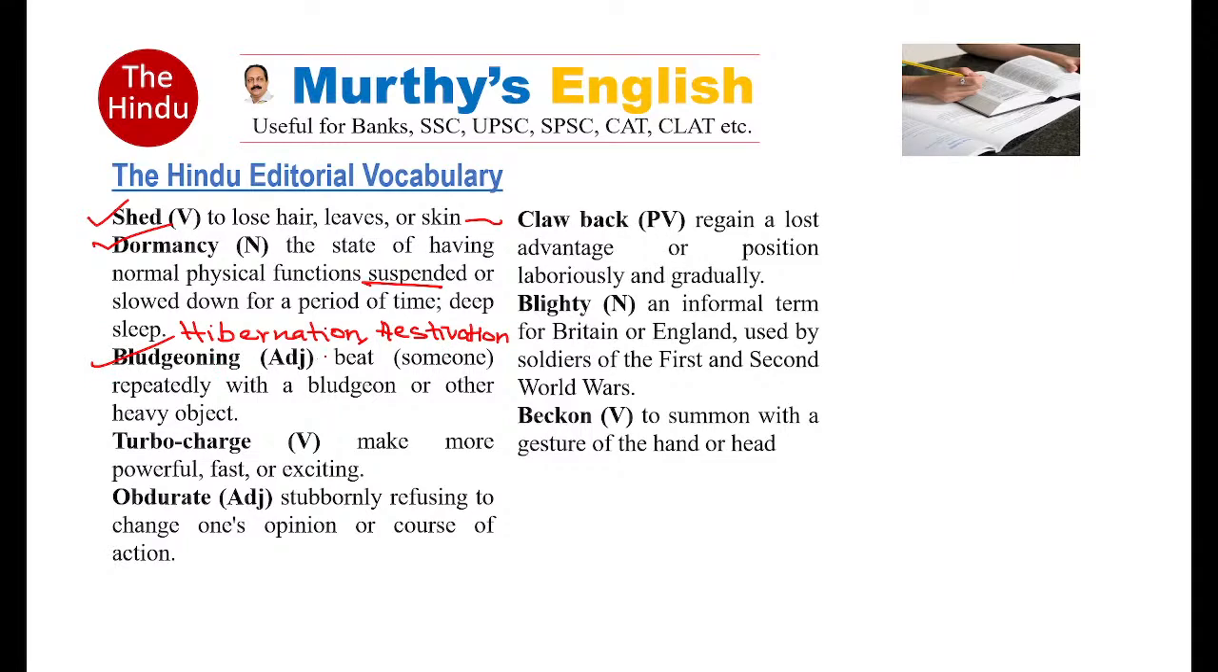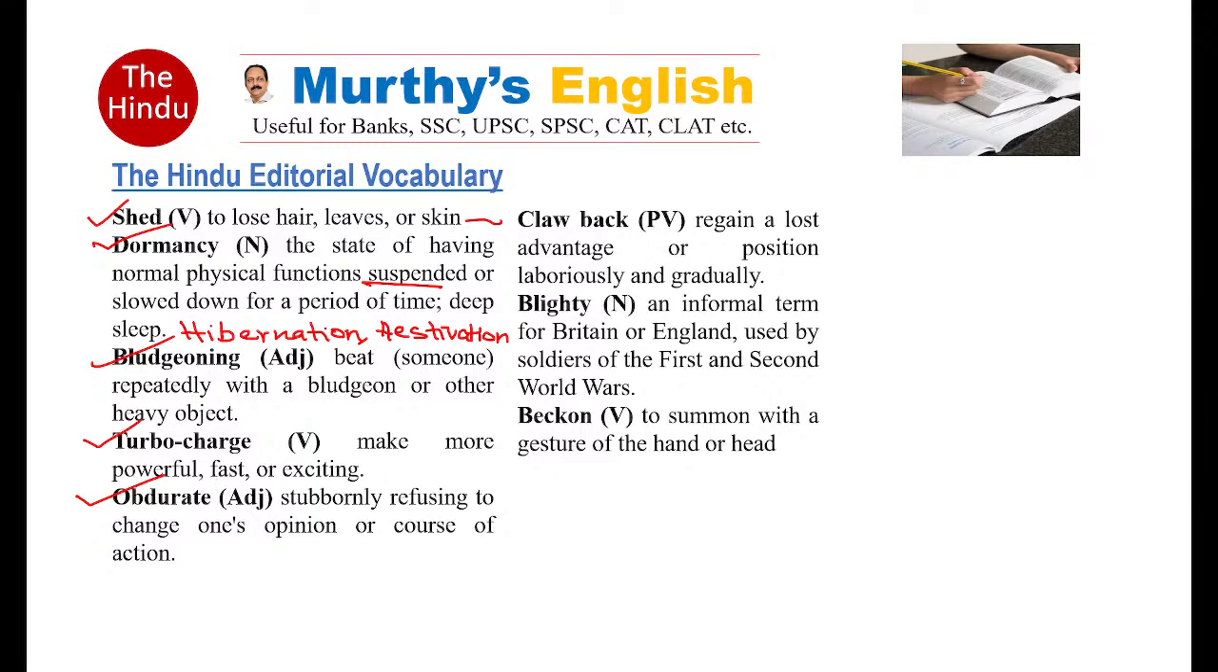Bludgeoning. Bludgeon is a verb and the ing form can be used as an adjective. Beat someone repeatedly with a bludgeon or other heavy object, a club or something. Beat someone repeatedly. Turbocharge, part of speech verb, make more powerful, fast, or exciting. Charge with more power, faster, or more exciting. Then we use turbocharge.